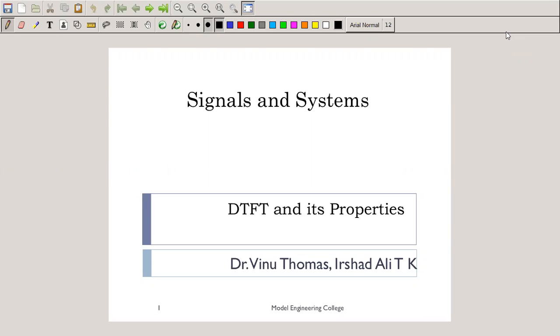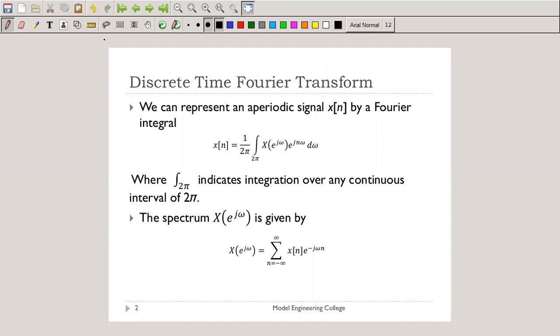The objective of this lecture is to understand the properties of the discrete time Fourier transform. So as you all know, the discrete time Fourier transform, or simply DTFT, is the member of the Fourier transform pair which operates on the discrete time aperiodic signal. And the mathematics of this discrete time Fourier transform can be understood by stating the synthesis and analysis equations of the discrete time Fourier transform.